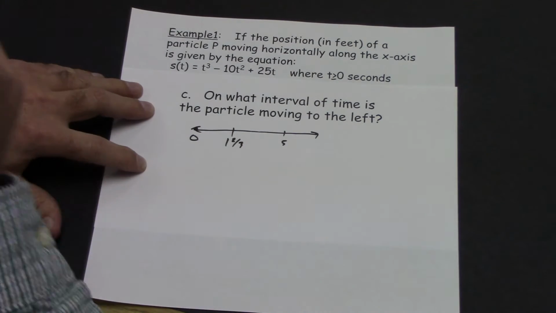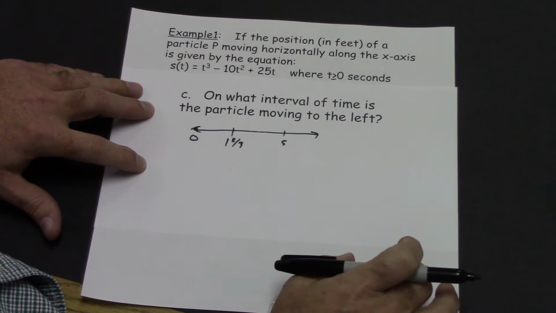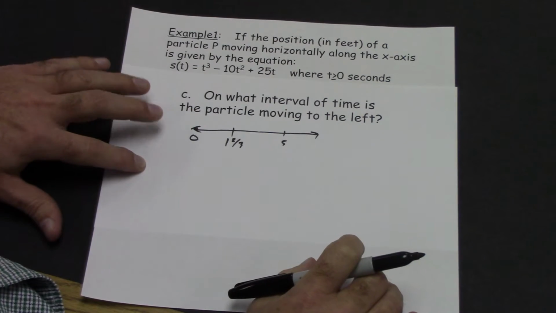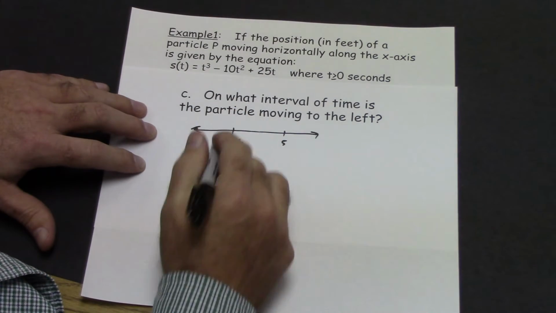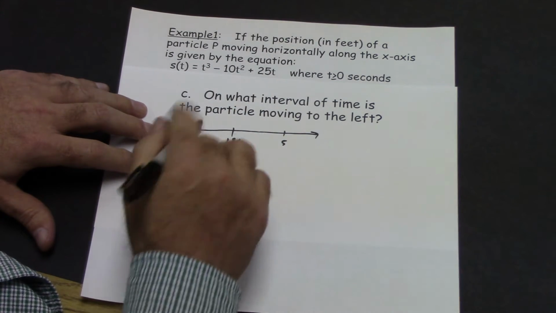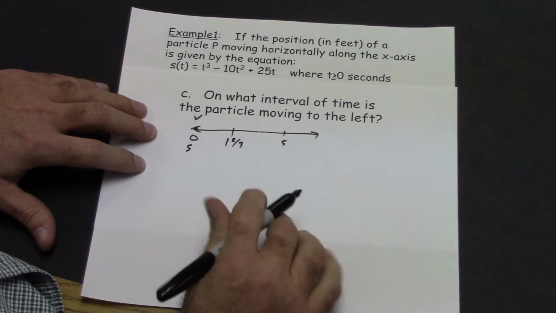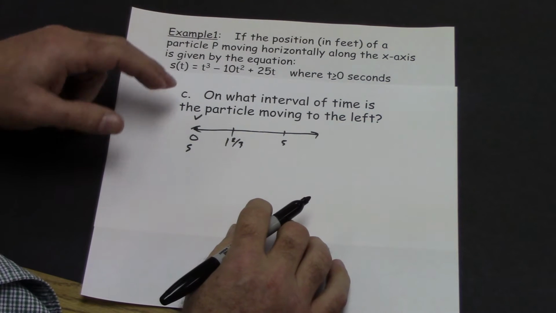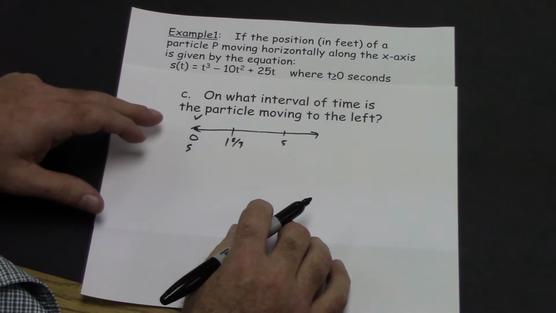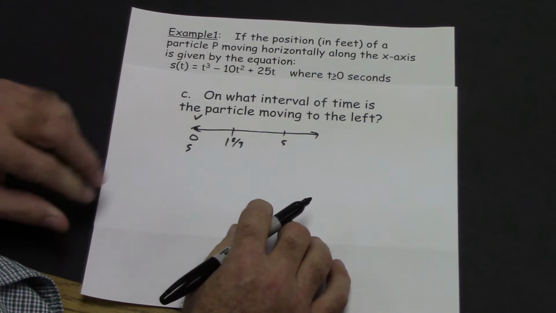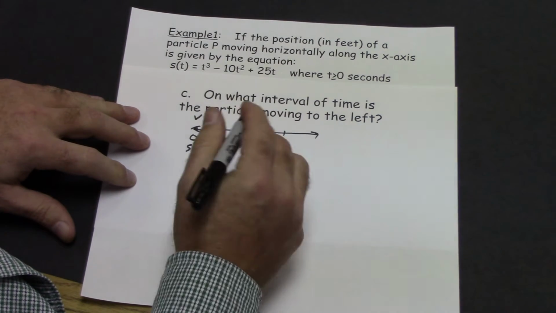Okay, so let's see now. The particle is going to be moving to the left when the velocity is negative. It'll be moving to the right when the velocity is positive. So let's pick a test value of each interval here. Above the number line, I'll describe the velocity, and below the number line, we'll describe the motion of the particle.